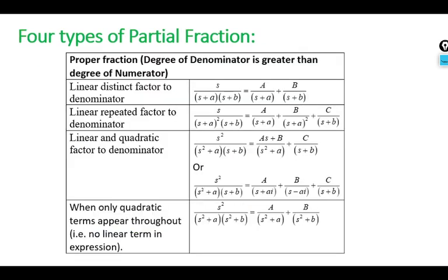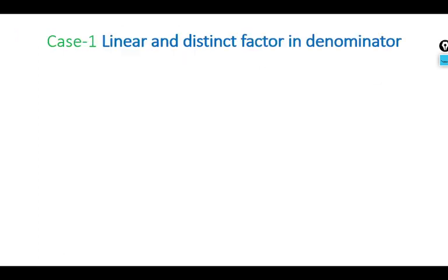Now quickly, I will show you an example of each case separately. So come to the first case, case number 1, when we have linear and distinct factors. We'll do it with one example. So I will write the example first. Say we have s upon s plus 1 into s plus 3.